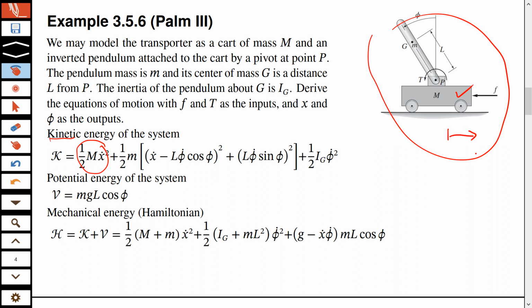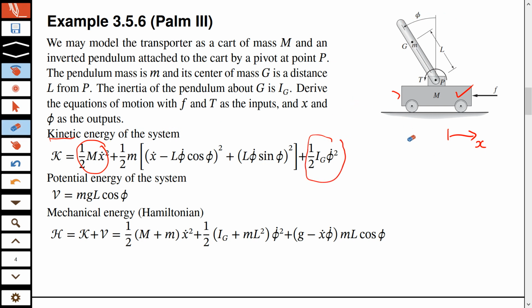So you remember this from point P, towards the right, this was our x coordinate. So half m x dot squared is the kinetic energy of the cart. This is the kinetic energy of the inverted pendulum, and because it is using Ig, it only represents the spinning, and you use the word spin when it is about its own center of mass.